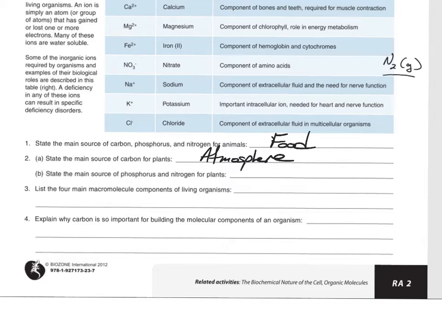State the main source of phosphorus and nitrogen for plants. Soil. Plants make their own food. List the 4 main macromolecule components of living organisms.